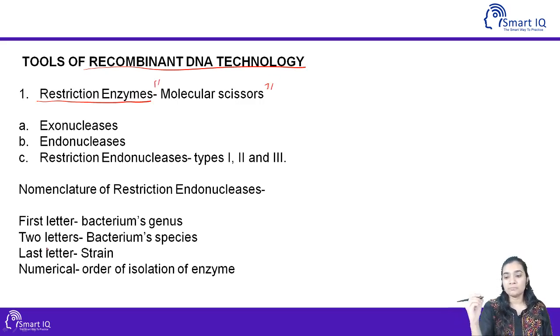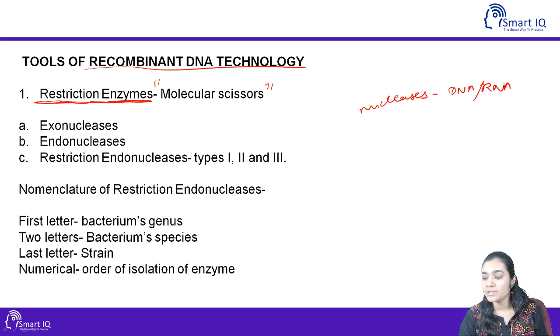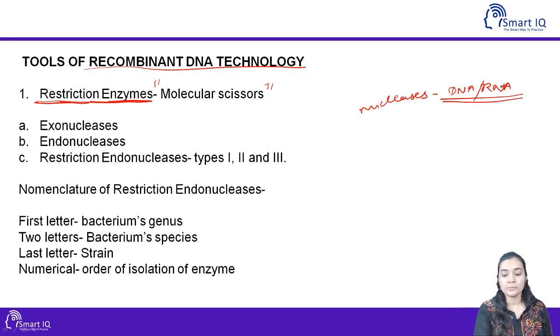Now before jumping into the concept of restriction enzymes or restriction endonucleases, we need to know the different kinds of nucleases. Now what are nucleases? Nucleases are those enzymes that are capable of cleaving or cutting DNA, RNA. They are capable of cleaving nucleic acids. Out of which there are three types: exonucleases, endonucleases, and restriction endonucleases.